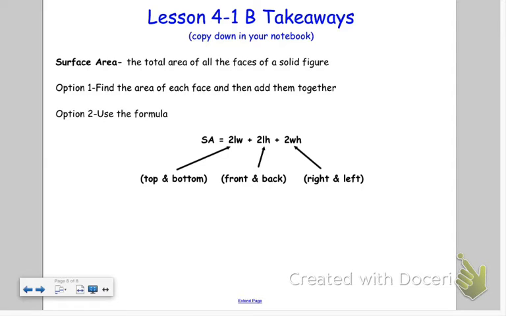Okay, let's look at our takeaways. Surface area is the total area of all the faces of a solid figure. You have 2 options. First, you can find the area of each face and then just add them all together. Or you could use the formula that we talked about below.